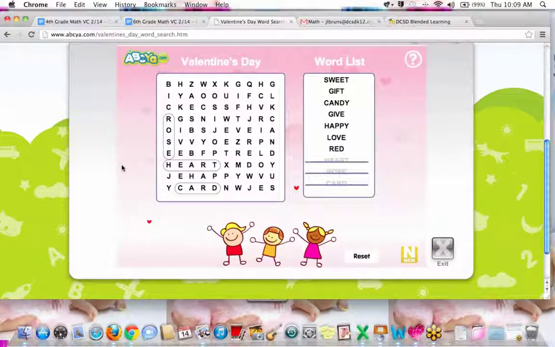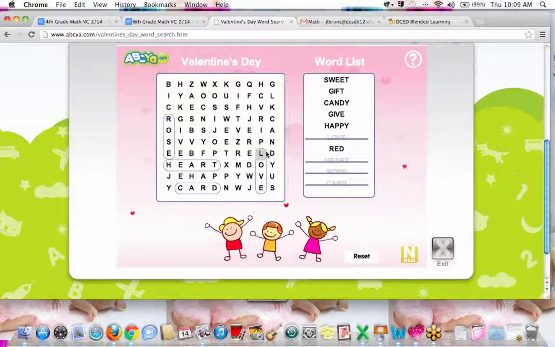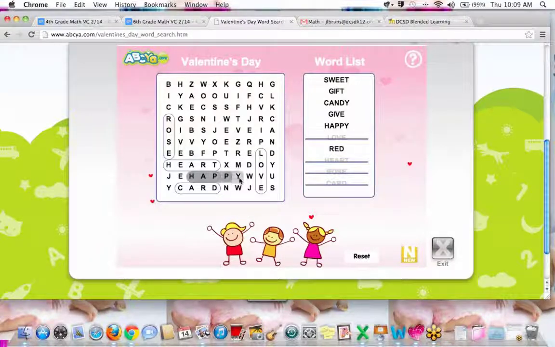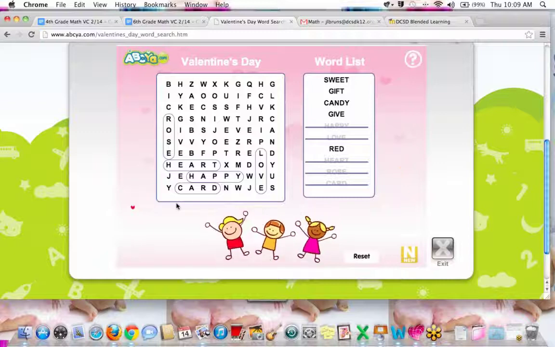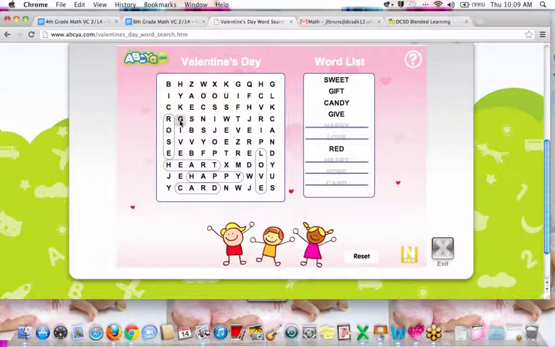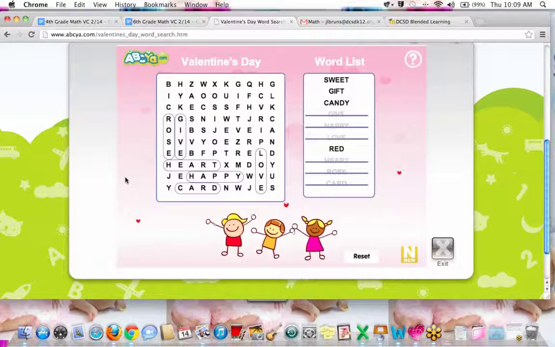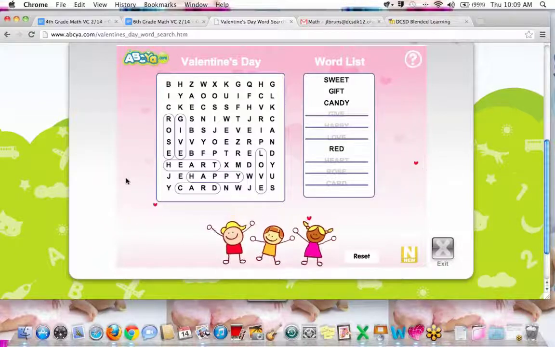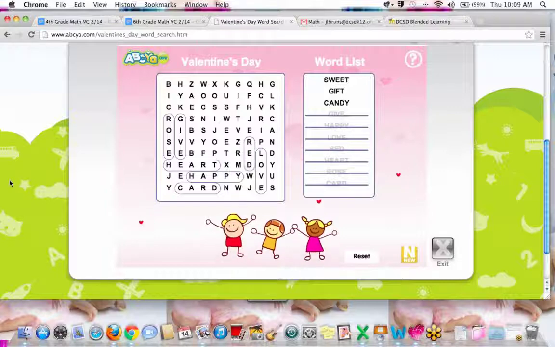Dakota. Bottom line, you'll see an E straight up to the L. Love. Uh-oh. I see happy. Oh, this is easy. Nope. Oh my gosh. All right, Ashley.